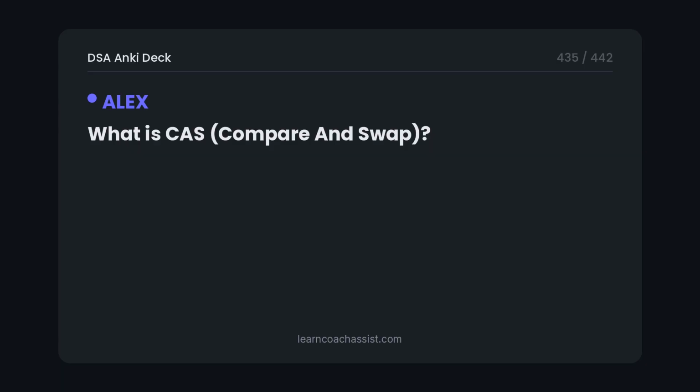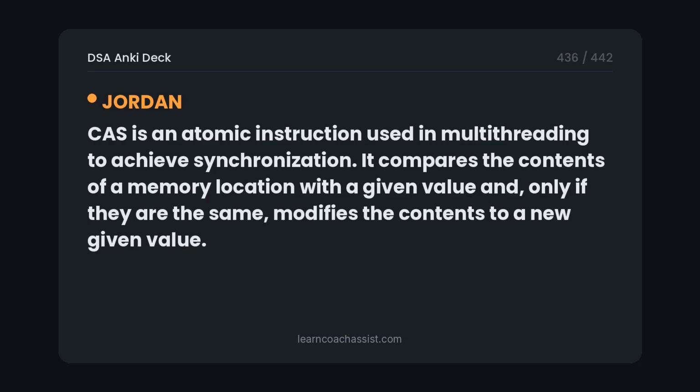What is CAS, compare and swap? CAS is an atomic instruction used in multithreading to achieve synchronization. It compares the contents of a memory location with a given value and, only if they are the same, modifies the contents to a new given value.